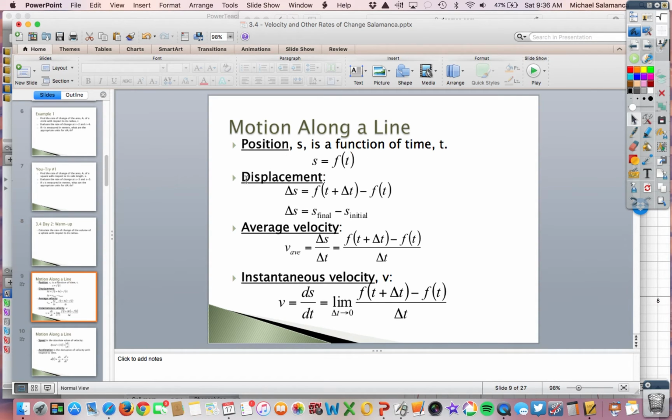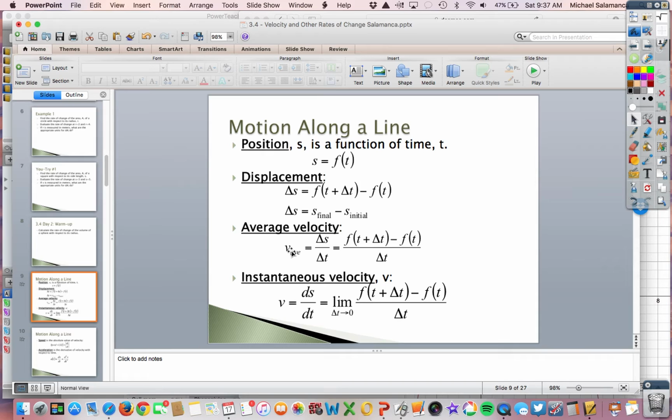Now your displacement, which is listed right under, says delta s is equal to f of t plus delta t minus f of t, or your delta s is equal to your s final minus your s initial. This basically finds your change in displacement, so where you started to where you ended. What's that distance? Now the next one is average velocity.